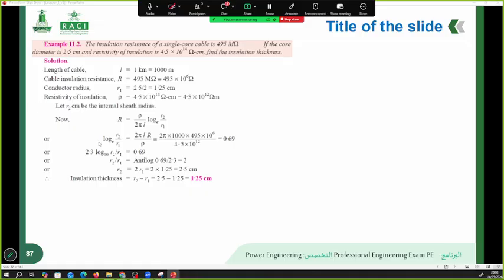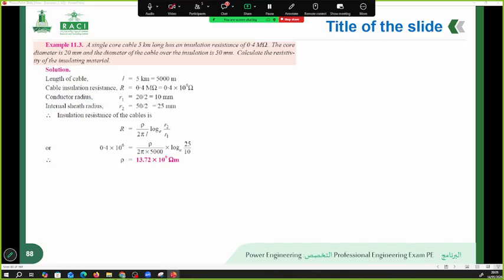So we can use this formulation again. By rearranging this standard insulation resistance formula, the ratio of outer radius to inner radius can be calculated using logarithm relationships. So we can find this logarithm, and finally we just need to replace the values, and we can find R2, and then the insulation thickness is equal to R2 minus R1, which is equal to 1.25 centimeter.